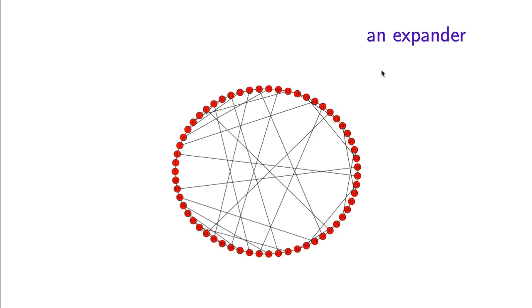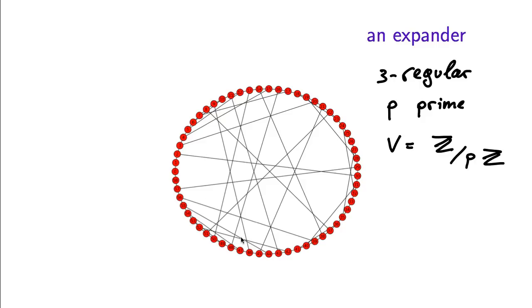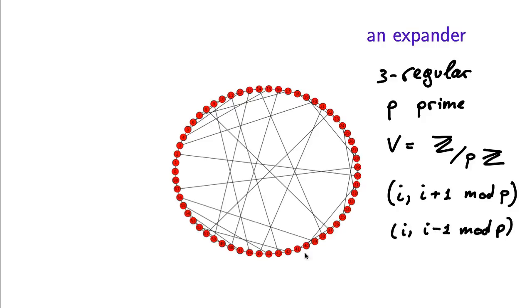So this is a three-regular graph, or actually a family of three-regular graphs, of which this is an instantiation. Whenever p is prime, we can get a construction where the set of vertices are the integers mod p. And the edges of this graph are all the edges of the form i connected to i plus 1 mod p. This is an undirected graph, so we also have the edge connecting i with i minus 1 mod p, hence the cycle.